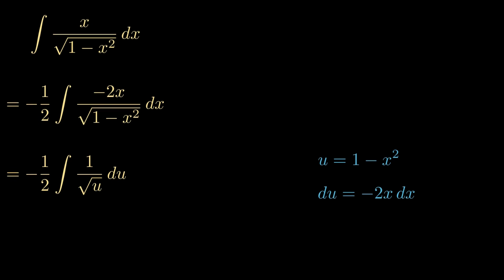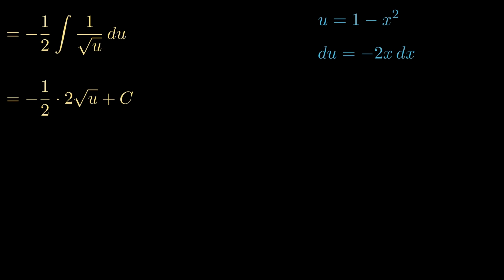Of course, the constant of negative 1/2 outside of the integral stays the same. So if we apply the reverse power rule, the integral of 1 over the square root of u is 2 square root of u, and after we multiply by the constant of negative 1/2, we get negative square root of u. If we substitute the 1 minus x squared back in for u, we get negative square root of 1 minus x squared. We also need to add the constant of integration c, but that's not really important at this point. So anyways, the integral of x over the square root of 1 minus x squared is negative square root of 1 minus x squared plus c.